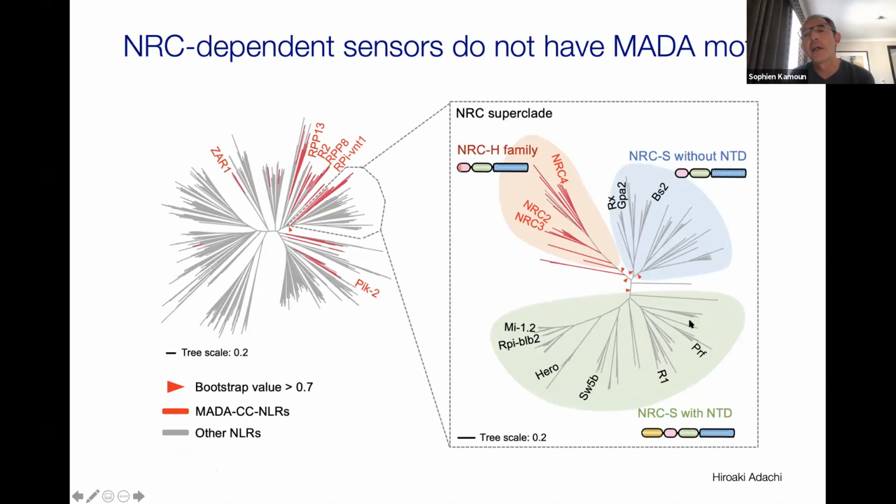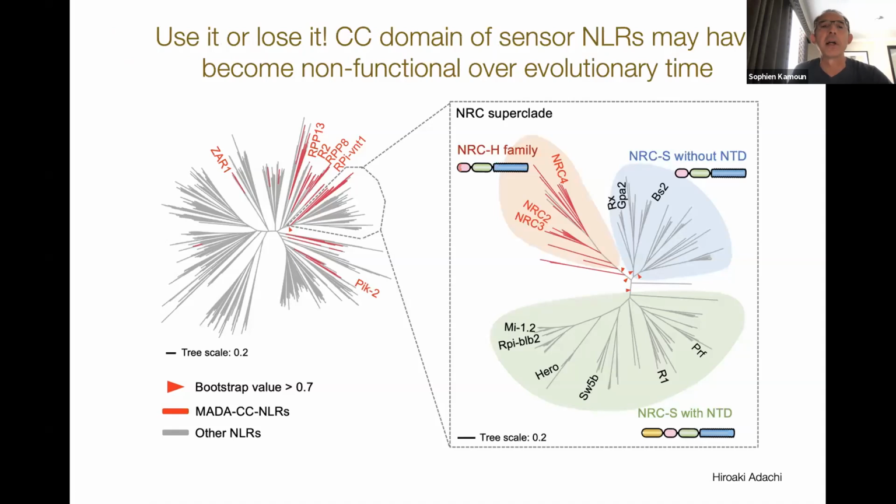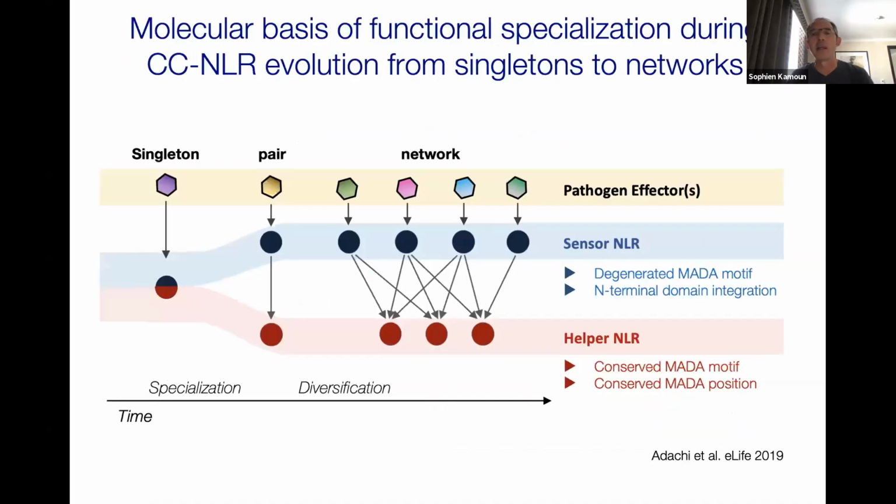But none of the sensors, including all those famous R genes, have a MADA motif. So the MADA motif has degenerated over time in these sensor NLRs. They specialized into sensing, so they don't have the capacity to execute the cell death anymore. They just have a degenerated MADA, and they're incapable of triggering the cell death on their own.